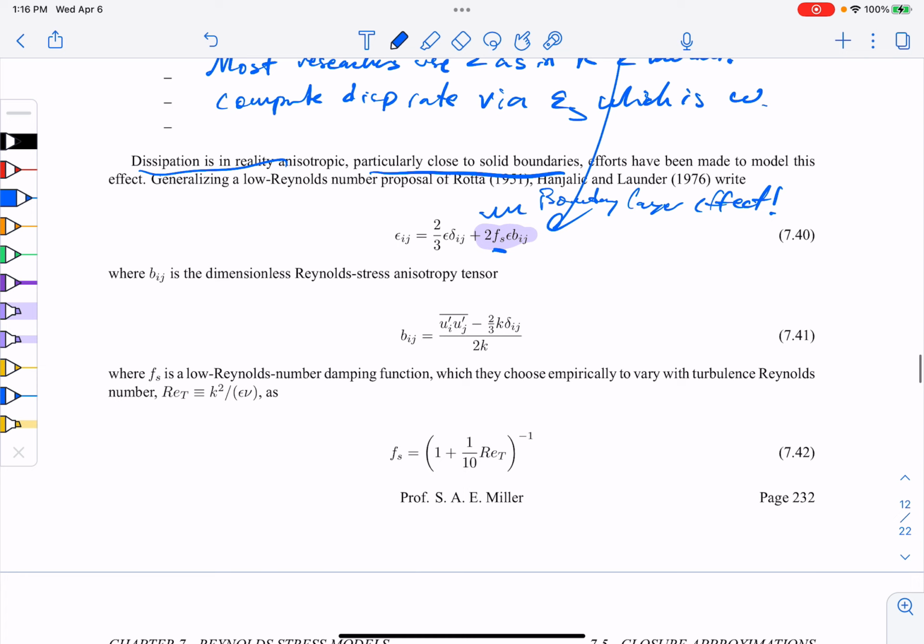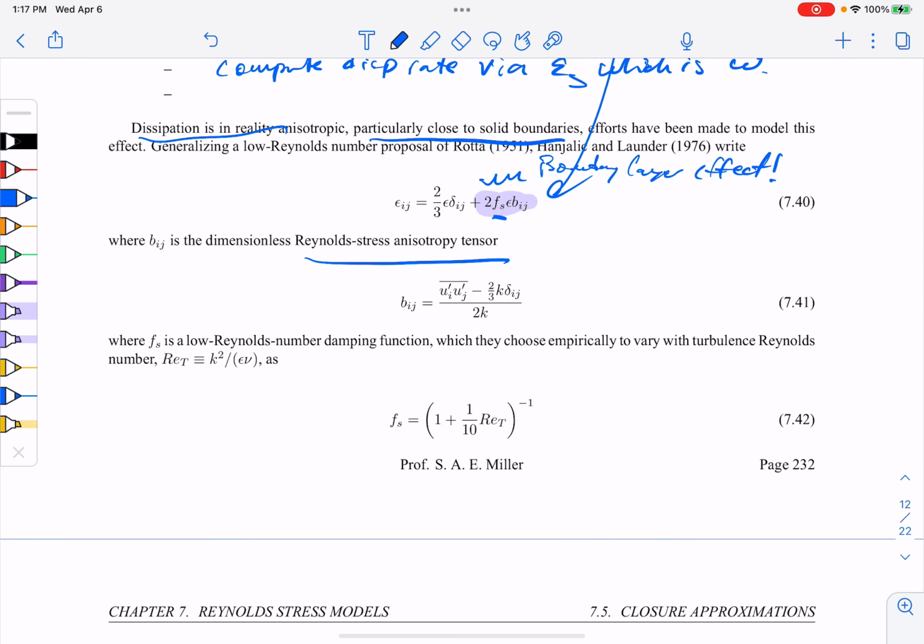And B sub ij is a dimensionless Reynolds-Stress anisotropy tensor, which we define in 7.41 right here. And here Fs is called the low Reynolds number damping function. It's not because the flow is necessarily low Reynolds number, but as you get very, very close to the wall, the Reynolds number should be going down because you're getting close to the viscous sublayer in the flow. And this is chosen empirically. And the empirical choice of Hanjalic and Launder in 1976 is shown here.